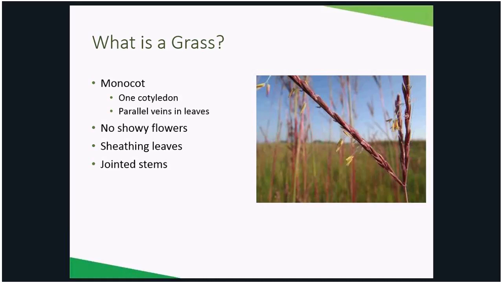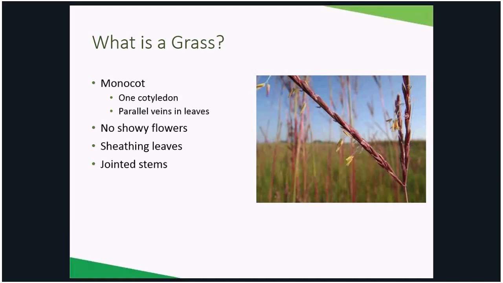And another characteristic that they have is they have parallel veins in their leaves. So if you've ever picked a blade of grass and looked at the pattern of the veins in the leaves, you'll notice that they run parallel to one another. That's another way to tell that what you're looking at is a grass. Unfortunately, they do not have showy flowers, which is what makes them very tricky to identify. Here on the right, you can see a grass, and this grass is in flower right now, and it really doesn't look like anything spectacular, so it's not necessarily the best way to identify it.